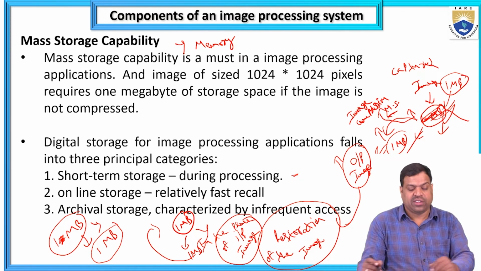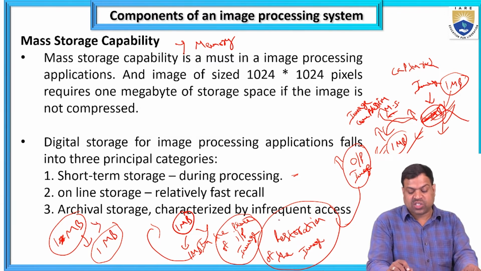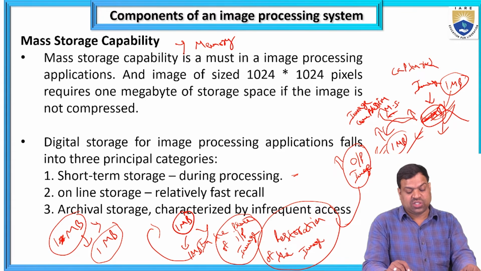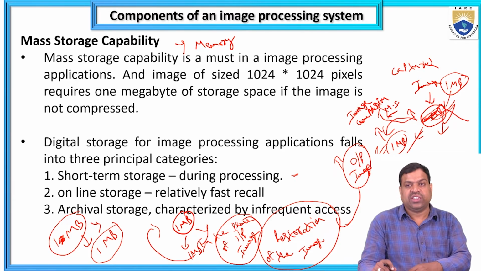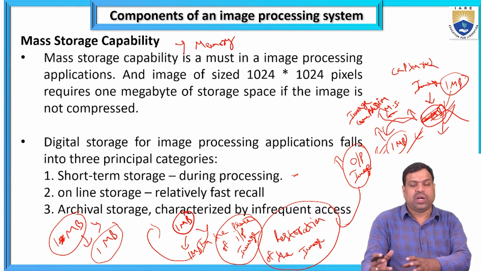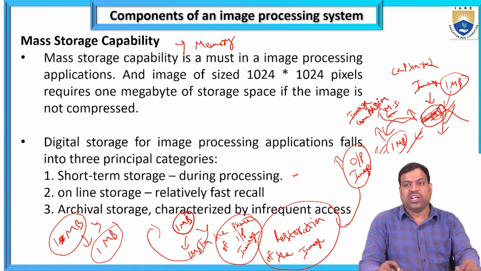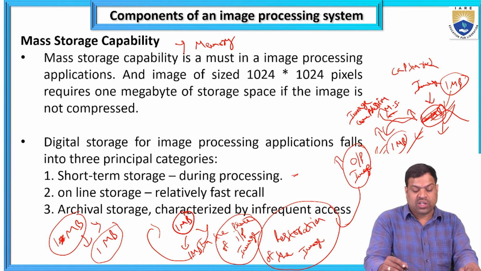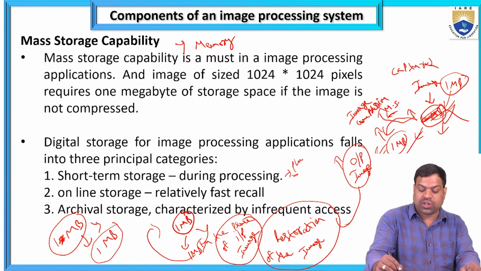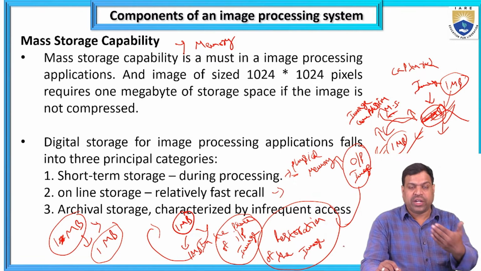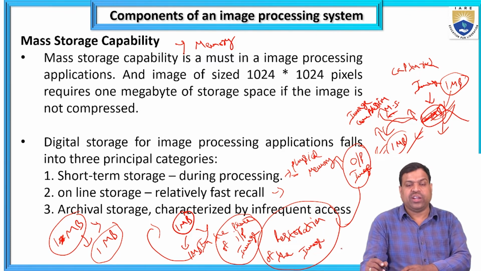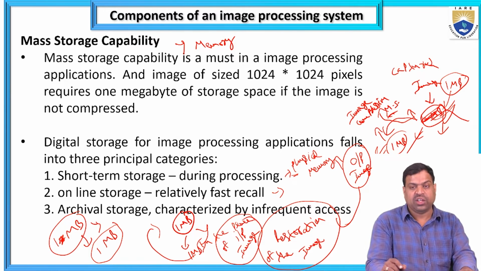Big data computing, like archival storage, is characterized by infrequent access. We store in archival storage, which is characterized by infrequent access. Infrequent access means we are not using it permanently. Sometimes I use it randomly, I don't need it permanently. So that is infrequent access, or archival storage. Short-term storage means I need a physical memory, but online storage needs no physical device of our own. That is online storage with relatively fast recall.